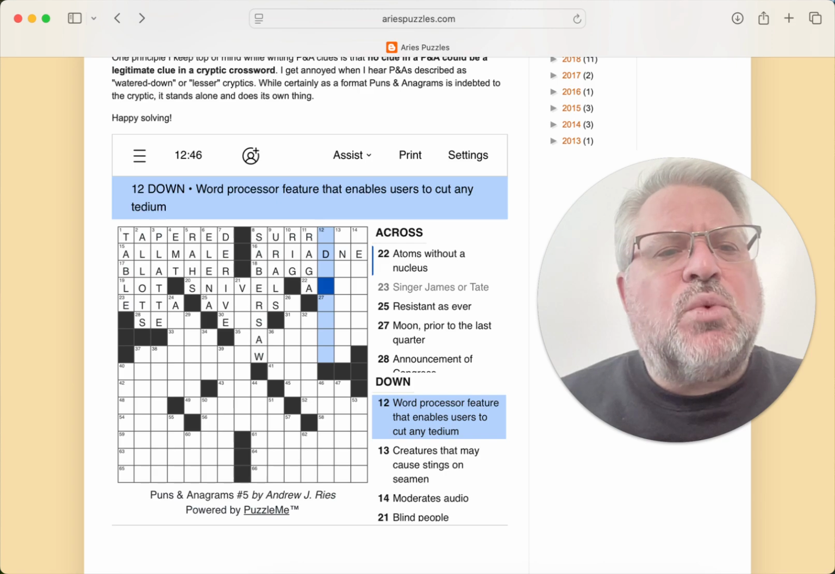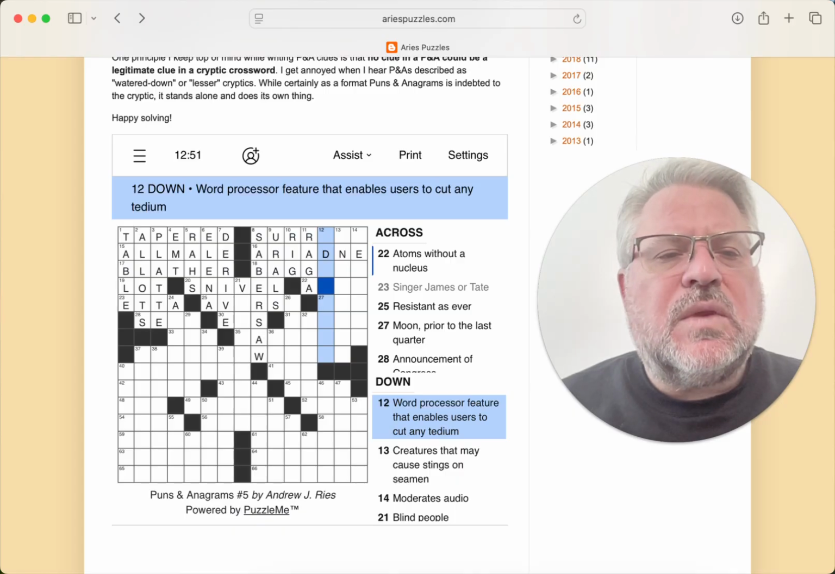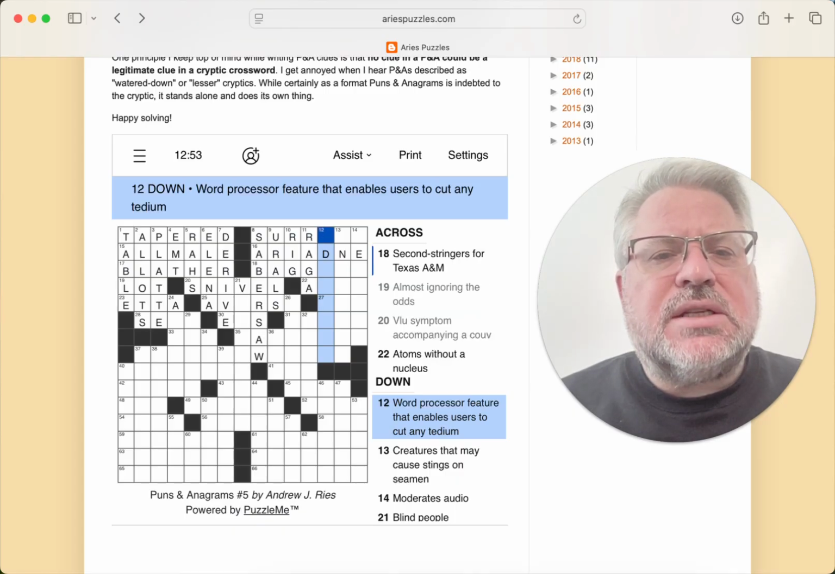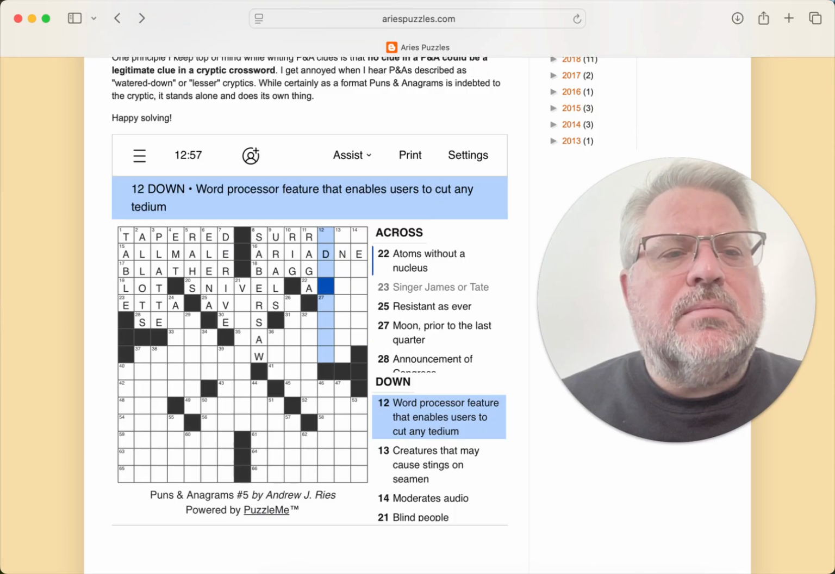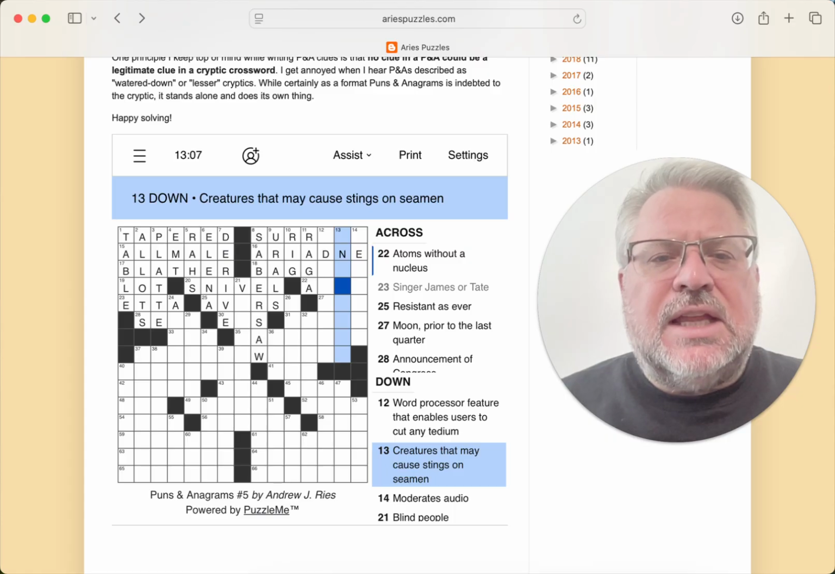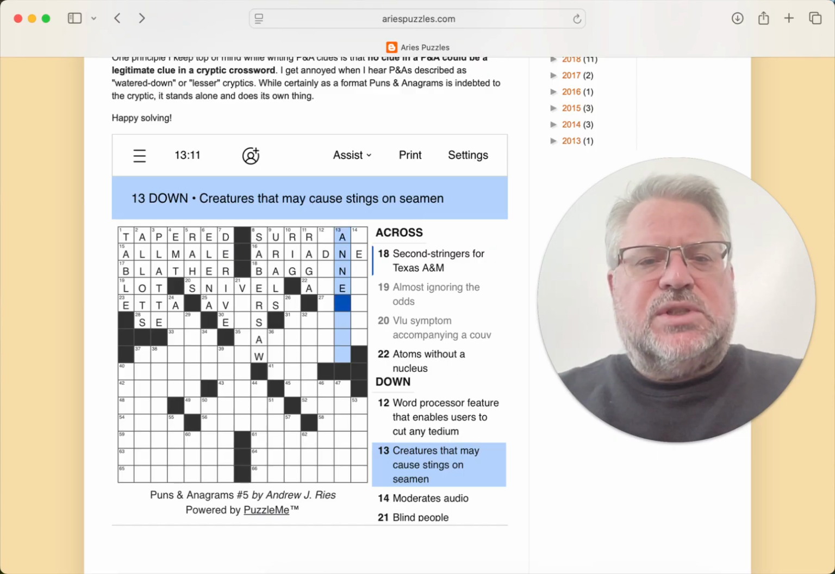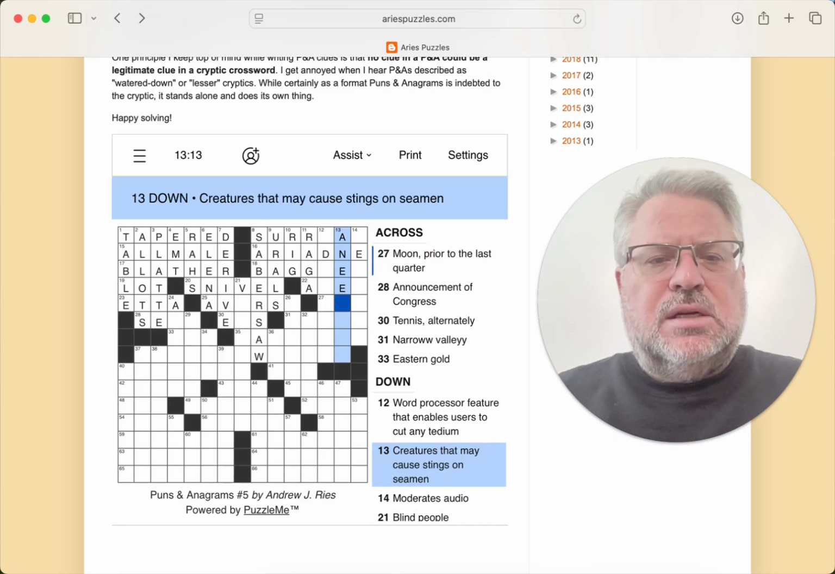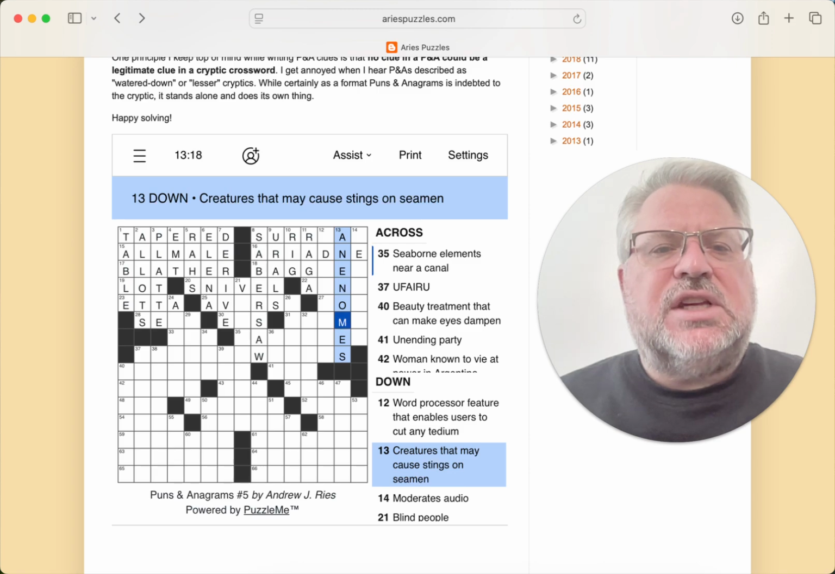12 down, word processor feature that enables users to cut any tedium. So an edit, any tedium. I don't know. 13 down is creatures that may cause stings on seamen. Anemones. We take on seamen. We can anagram that to anemones, which are stinging sea creatures, if I can spell it correctly. I think that works. On sea men.